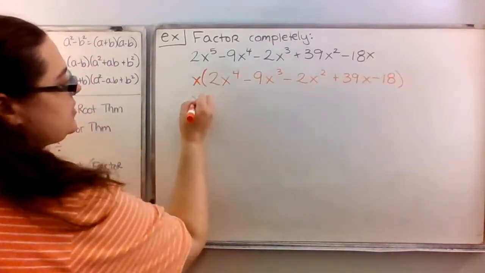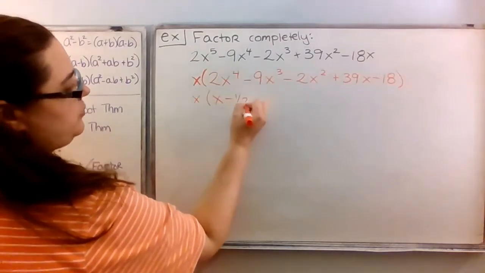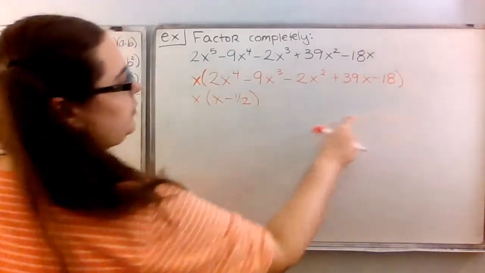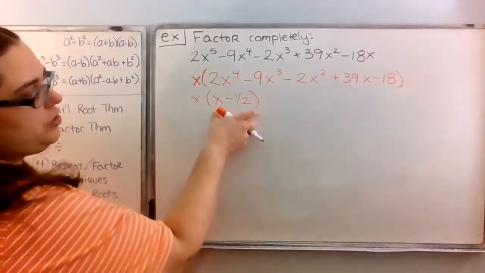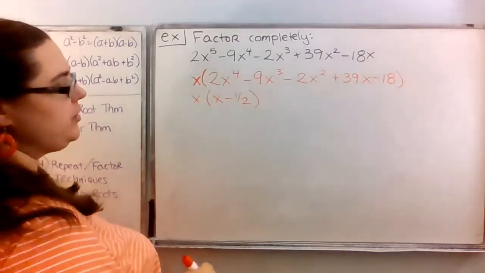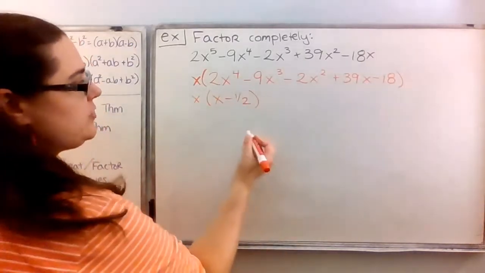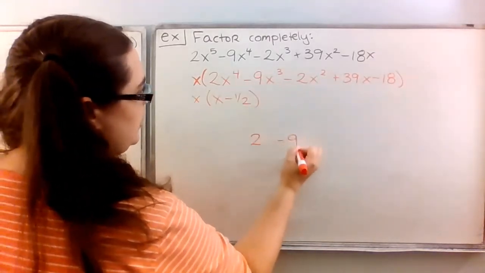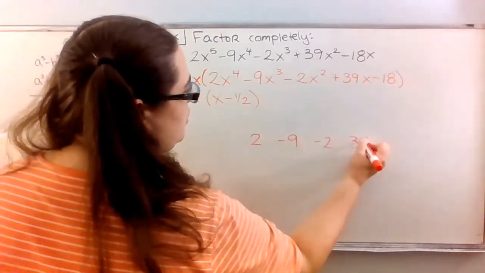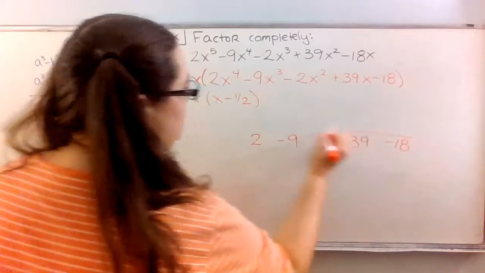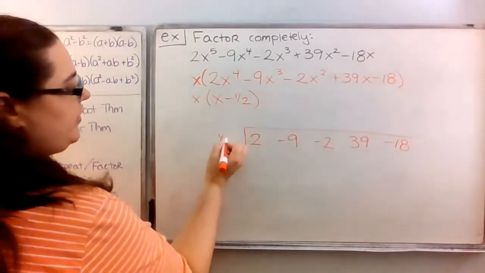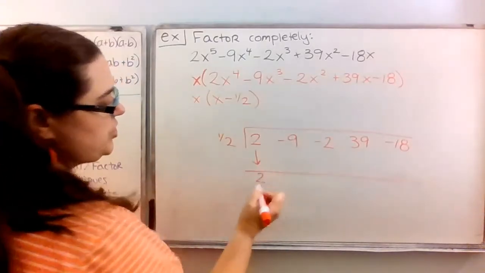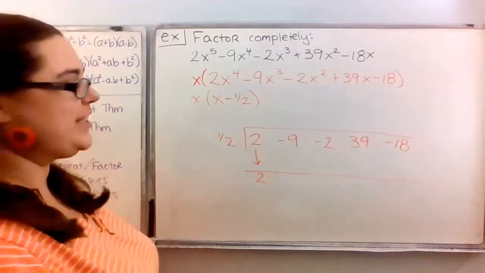So I have my x. I'm going to factor out x minus 1/2 because 1/2 was the rational root I just found. And to figure out the cubic that I'm going to be left with, because I'm taking out a degree 1 from a degree 4, so I'm going to be left with a cubic, let's do some synthetic division. So I'm going to put all of my coefficients here inside the box: 2, negative 9, negative 2, 39, negative 18. And I'm going to put that 1/2 on the outside. Here's hoping we don't have too many fractions to deal with, because I don't want to do that much mental arithmetic this late at night.